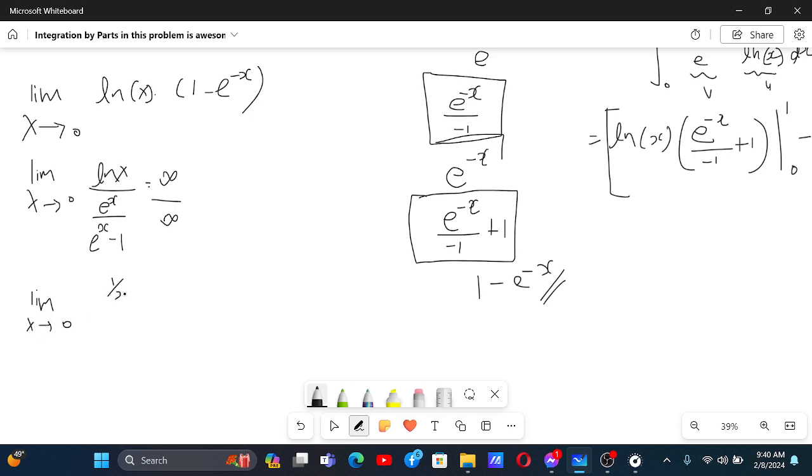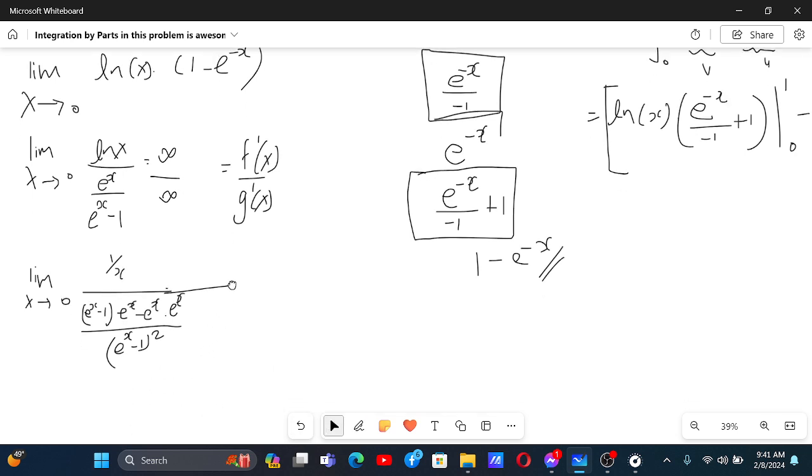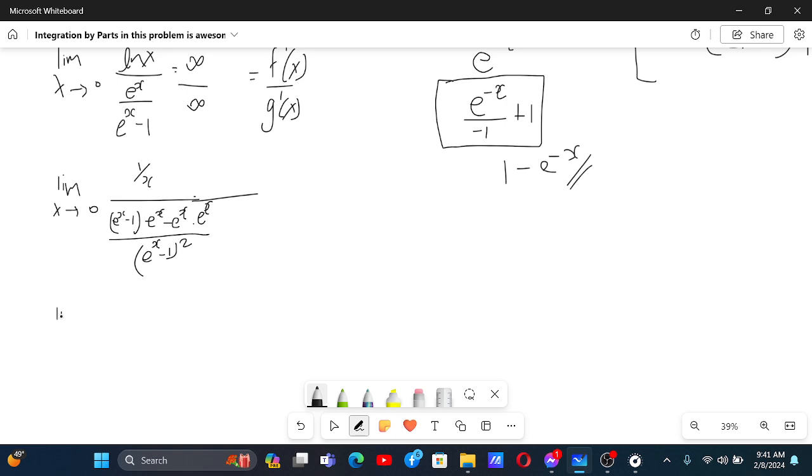So we have 1 by x, and over here we have the denominator. Basically we differentiate both numerator and denominator, that is f dash x by g dash x. That's why we try to differentiate them. Now, using the quotient rule, v u dash minus u v dash by v square. After this it will simplify to simpler expressions, and then it will not be that hard. Let's see how.